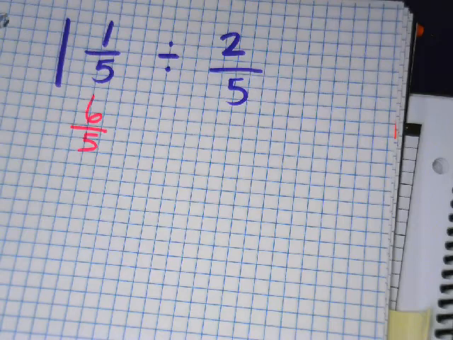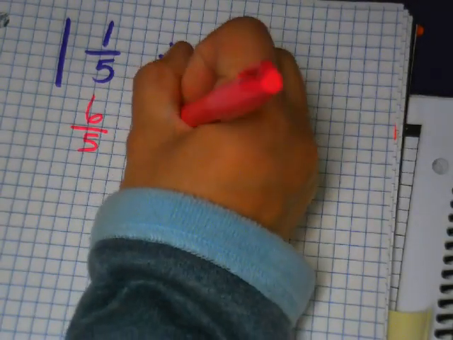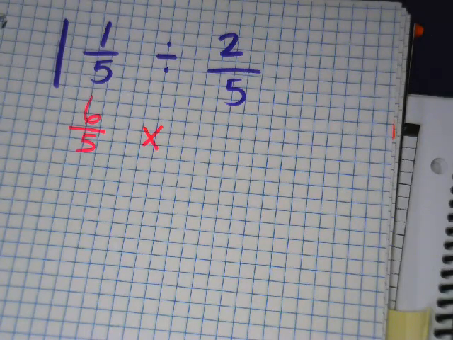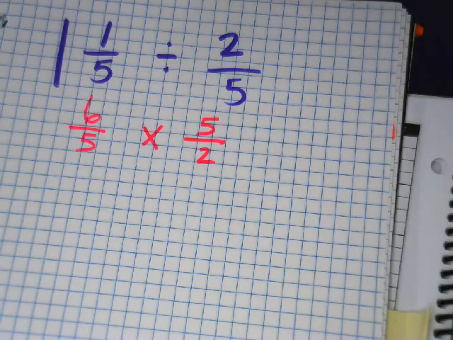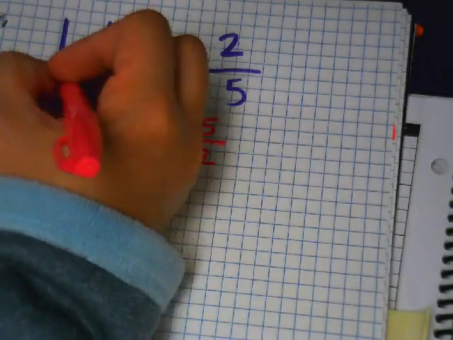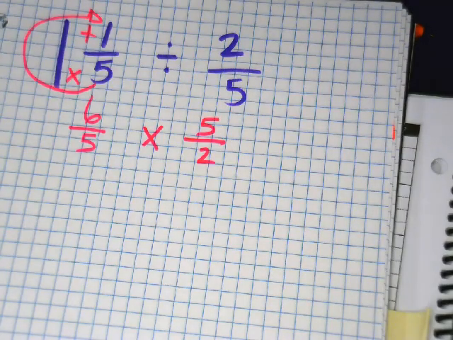Keep. Change it to multiply. Flip it. Keep, change, flip. Now, how did I get 6 over 5? Multiply and add going that way.